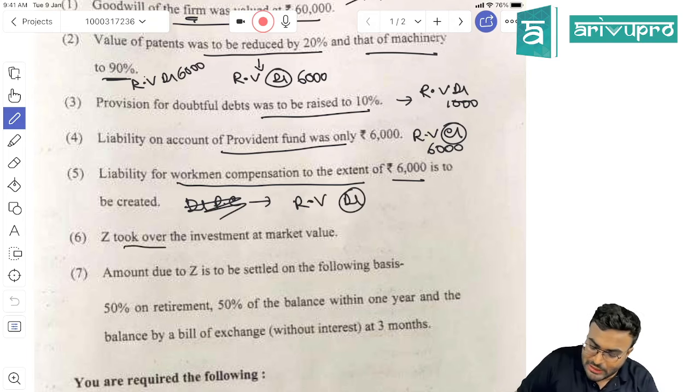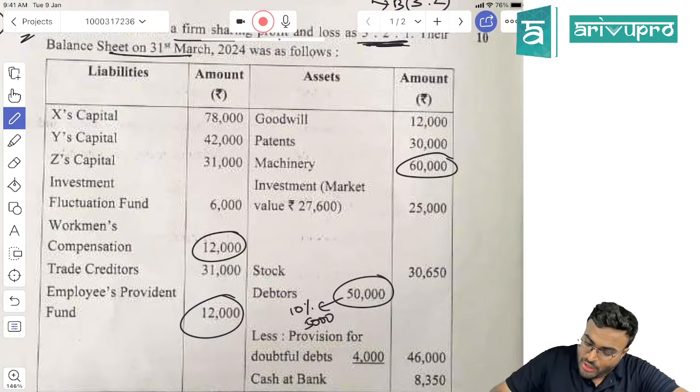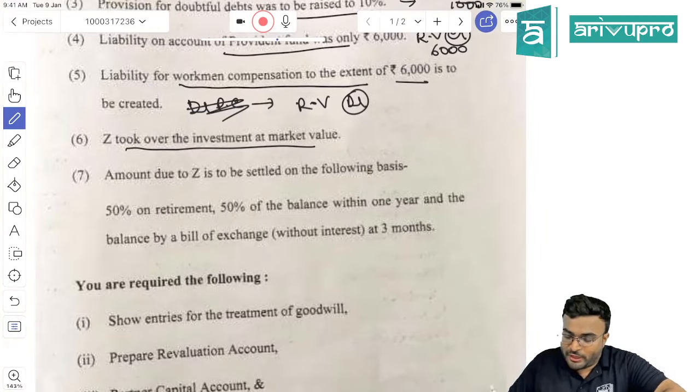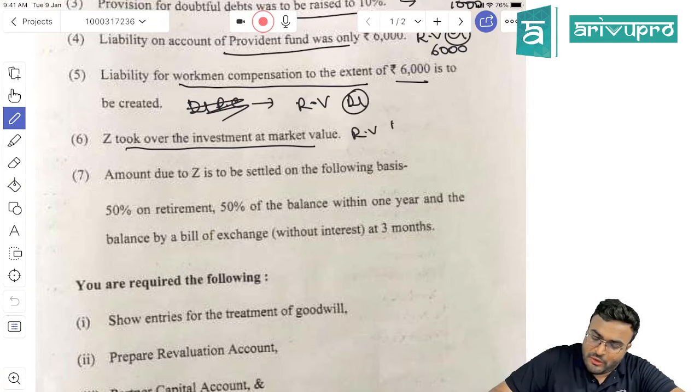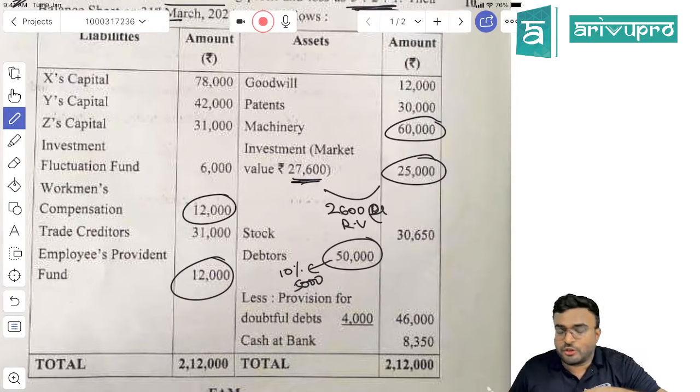Z took over the investment at market value. What is the market value of the investment? You can see 25,000 is the investment. Market value is 27,600. So 2,600 will be first debited to revaluation account. Sorry, revaluation account will be credited for 2,600. You are going to increase the value. So this will be credited for 2,600.